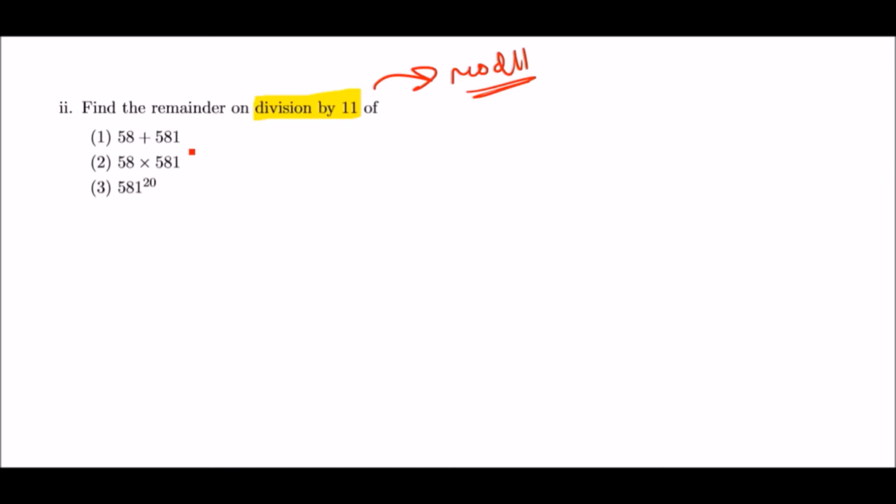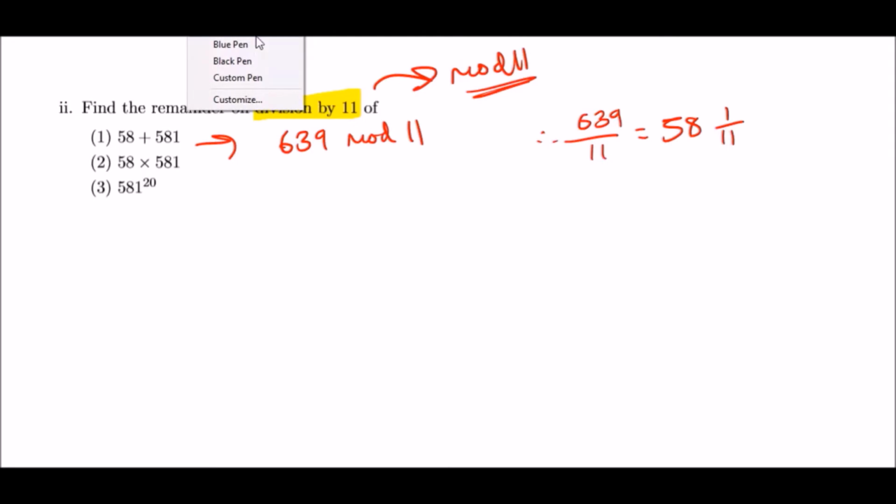Firstly, to make this life easy, what is 58 plus 581? Well, smash it on the calculator and you should get 639 mod 11. Now to find the remainder, use the remainder theorem and just divide this by 11. Convert that to a mixed fraction and you should get 58 and 1/11. So technically the final result for this one would be 1 mod 11, because we only care about the remainder. So it has a remainder of 1.